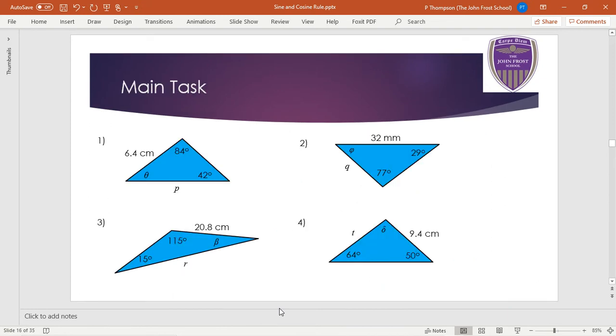Okay, so for the main task now, it's on the next slide. There's only 4 to do. For each question, find the missing side, all right, and the missing angle. Find the missing angle first, that one is easy, okay, then find the missing sides, and then come back for the answers shortly.